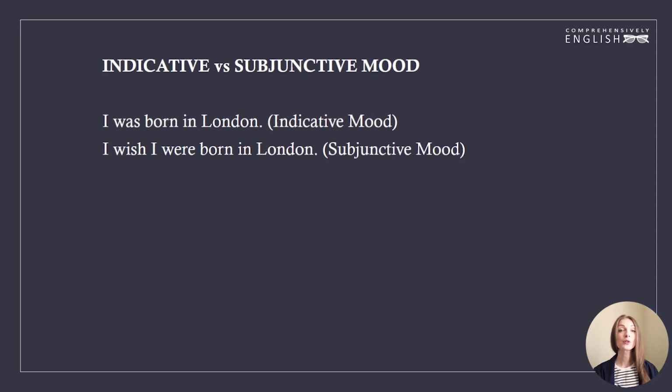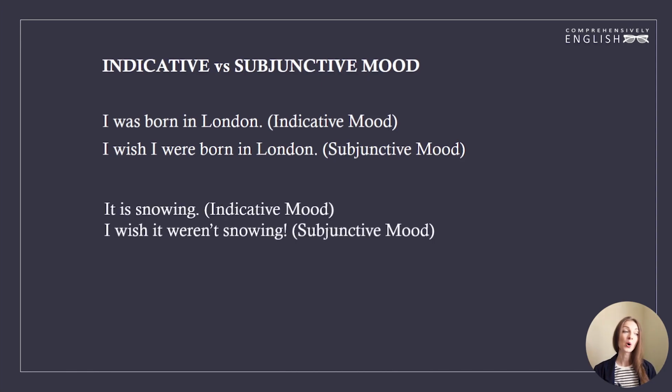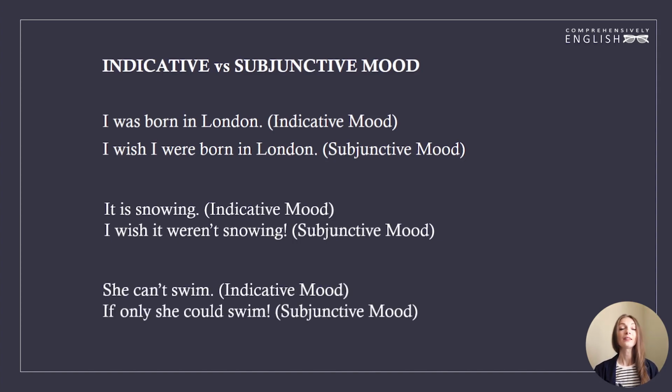So the subjunctive mood helps us express something desired, but not real. It is snowing, it's the indicative mood. I wish it weren't snowing is a subjunctive mood. I express my wish or my desire. My desire or my wish is contrary to what we have in reality. She can't swim, the indicative mood. I just state a fact that she cannot swim. If only she could swim, the subjunctive mood. I express my regret and my wish.